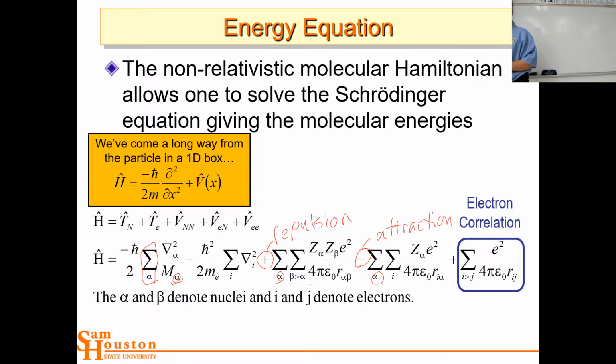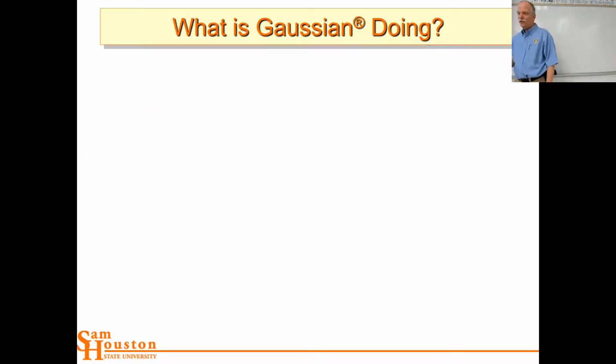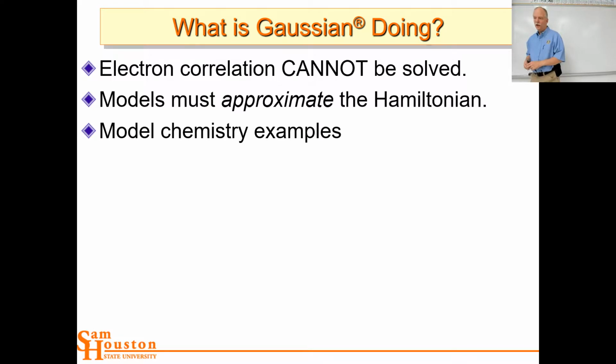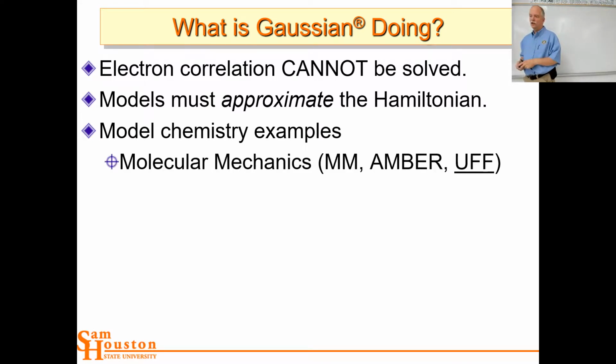We've come a long way since our single particle in a box Hamiltonian. So these are the same pieces of the Schrödinger equation, but one's for a molecule, one's for a particle in a box. So what Gaussian is doing is starting with what you give it, the nuclear coordinates, and then it's calculating the electronic structure. And it does this with various model chemistries.